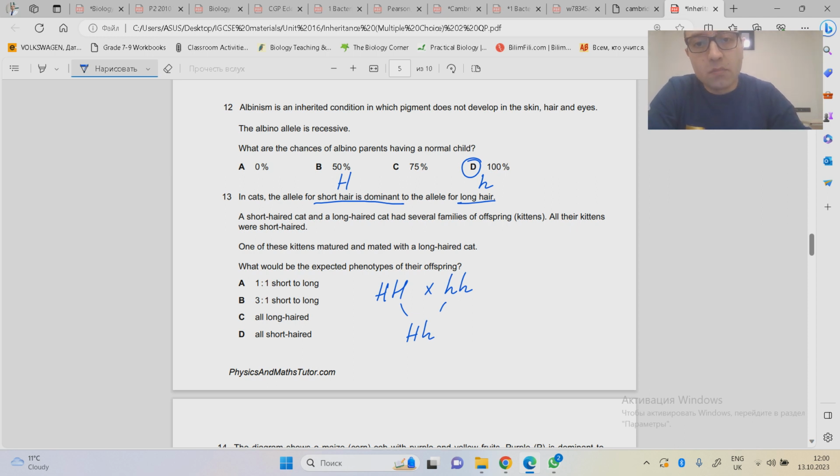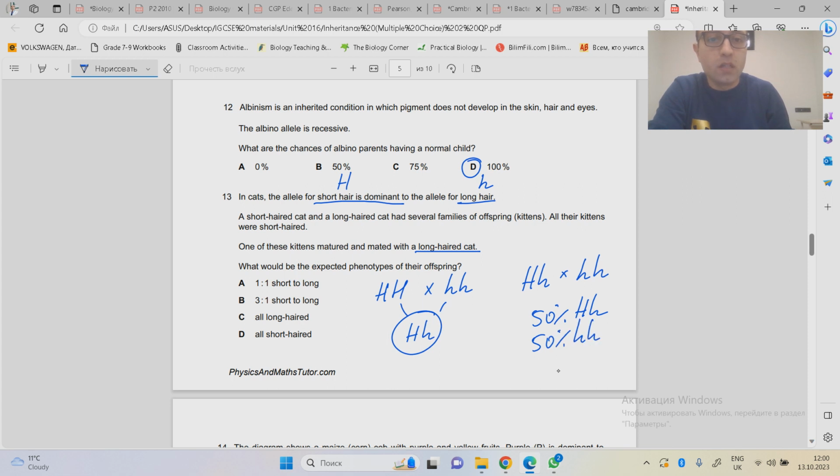One of these kittens matured and mated with a long-haired cat. So let's look at this one, capital H, small h, and cross it with a long-haired cat, guys. A long-haired cat means that it is small h. Again, here, 50% of them will be capital H, small h. Another 50% will be small h. So we can say that 50% of them are short-haired and another 50% long-haired. So answer is A.